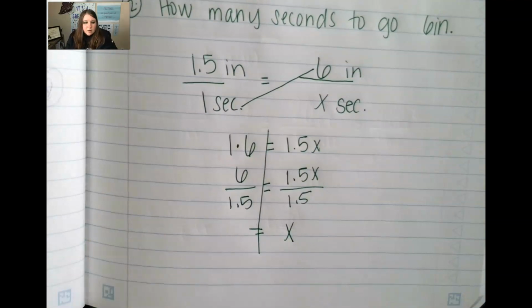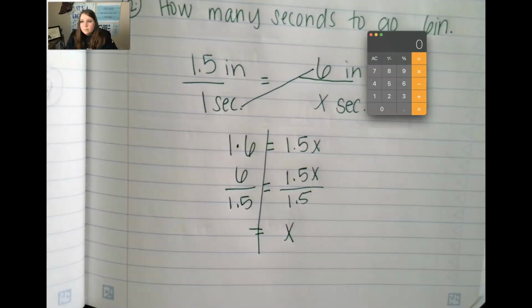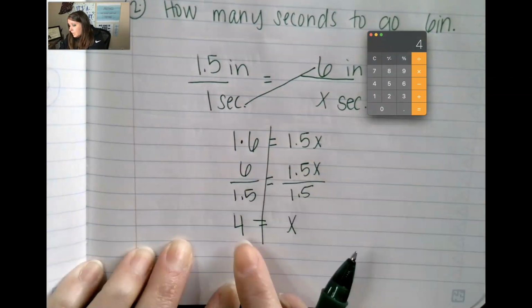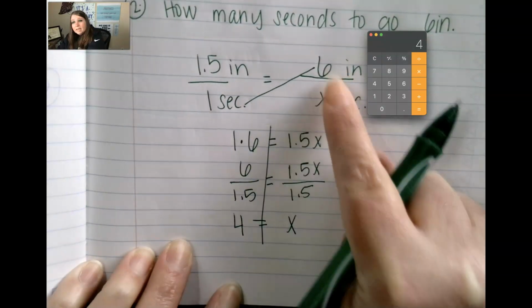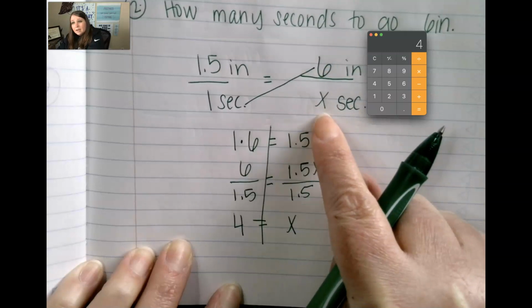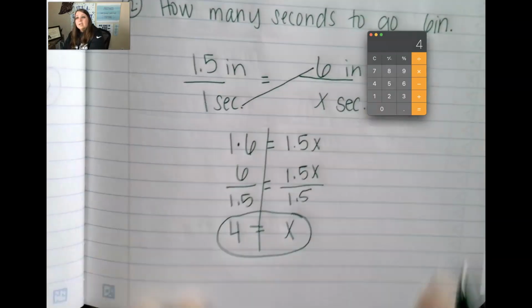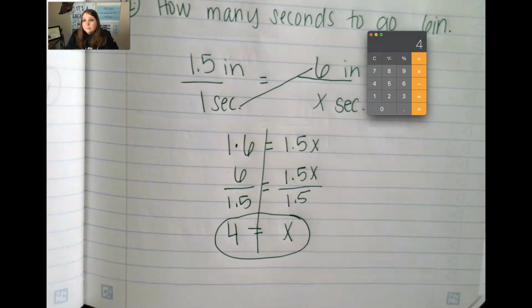Okay, let's use our calculator so we can see. Again, this is not anything new. We've been doing this. So 6 divided by 1.5, the only new thing we've added is using a graph, is 4. So we can go 6 inches in 4 seconds. 6 inches in 4 seconds.